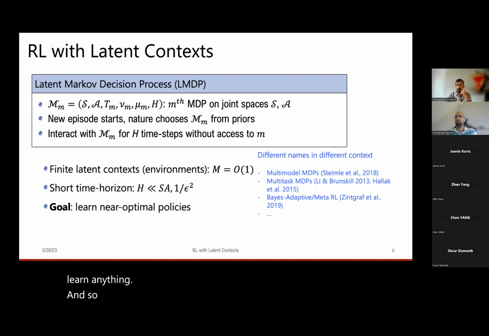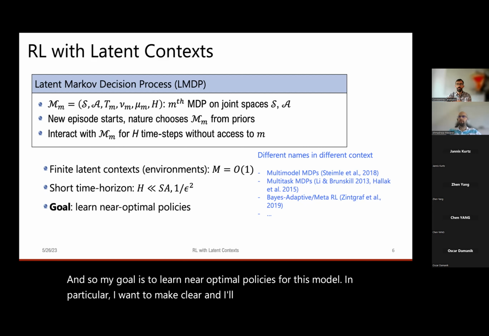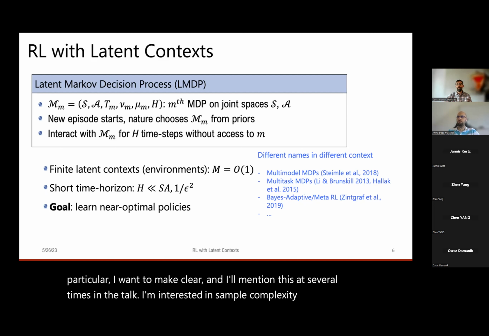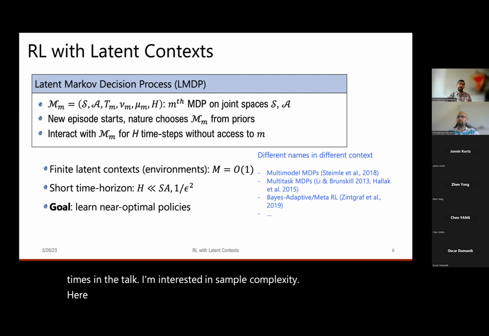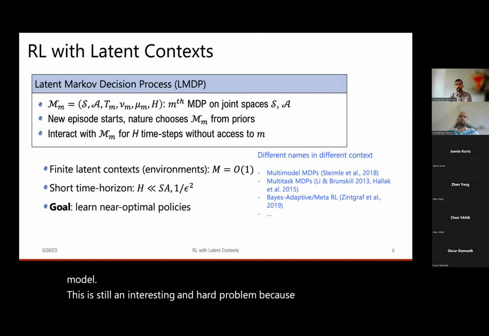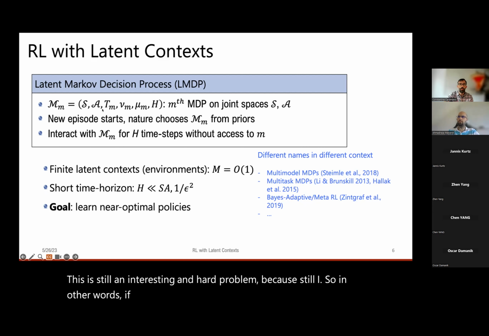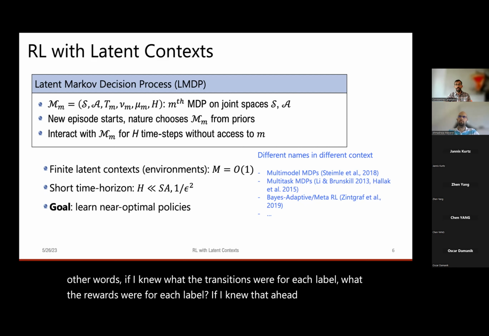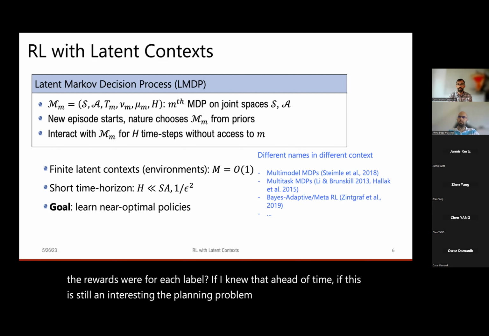And so my goal is to learn near optimal policies for this model. In particular, I want to make clear, and I'll mention this several times in the talk, that I'm interested in sample complexity here. And if someone were to give me all of the parameters of the model, in other words, if I knew what the transitions were for each label and what the rewards were for each label ahead of time, the planning problem is still difficult. And there's been a lot of work on that.